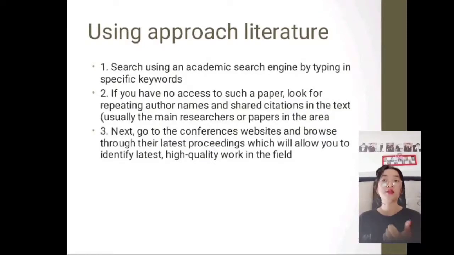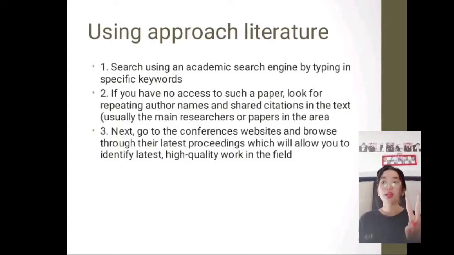search using an academic search engine, for example Google Scholar, by typing in specific keywords to find 3 to 5 recent papers on a topic. How do you find the keywords? Use the first pass here, get the gist of the paper, then go to the list of reference papers presenting the latest works in the field.